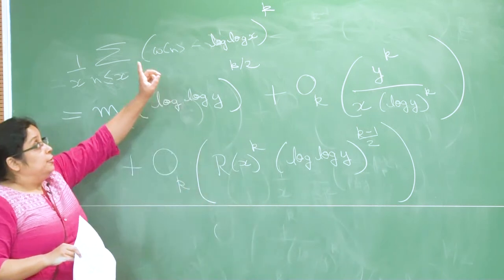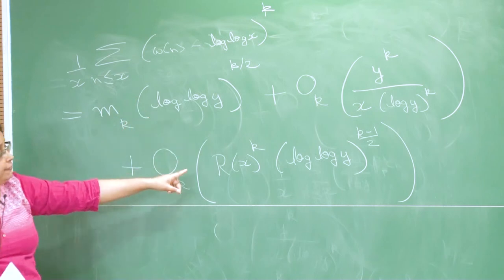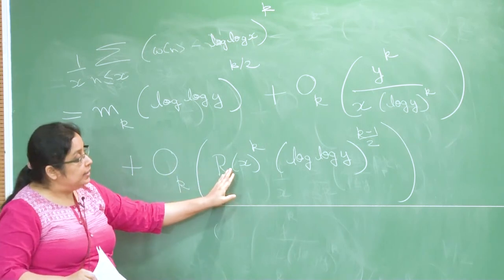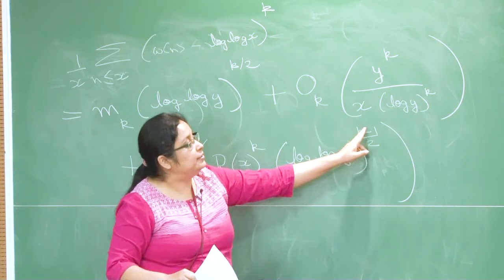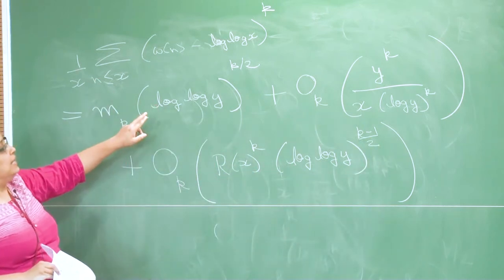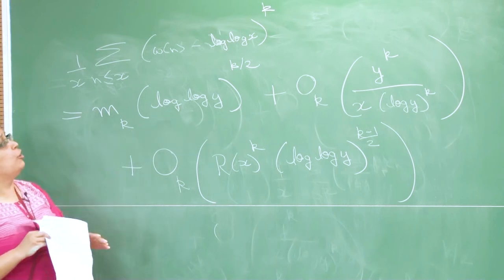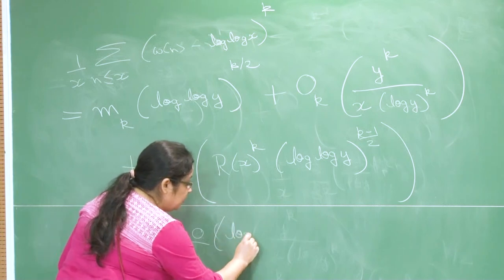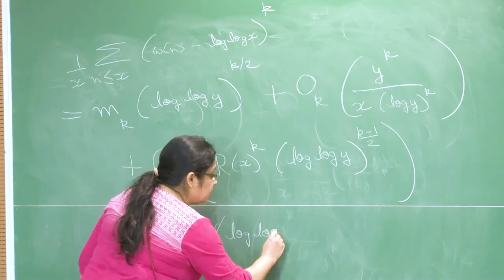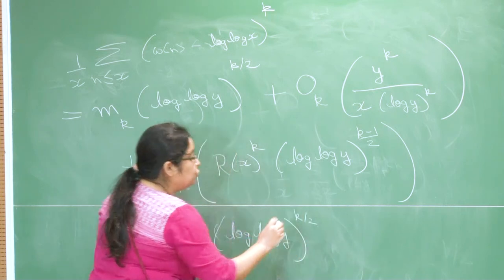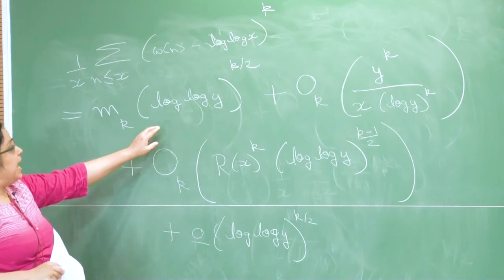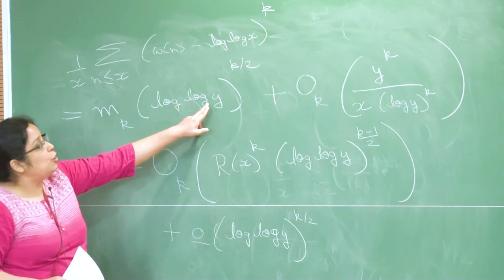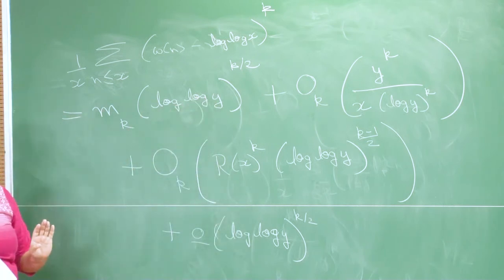And finally, that choice of y that you made will give you some r of x, but that r of x should be small enough so that this r of x raised to the k times log log y raised to the k minus 1 over 2 also remains little o of log log y raised to the k over 2. I forgot to write that. So, we want to make a choice of y so that all of this here will get absorbed in this and log log y would be asymptotic to log log x.